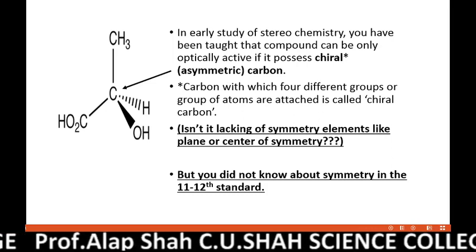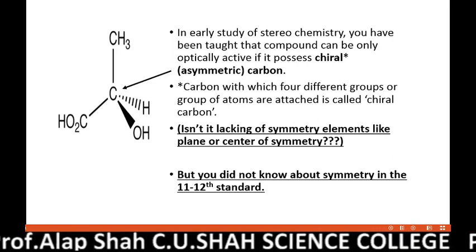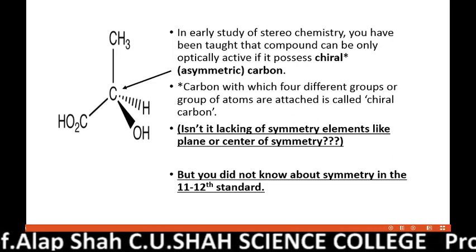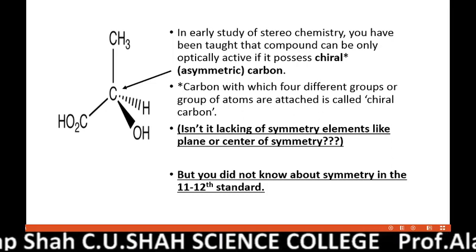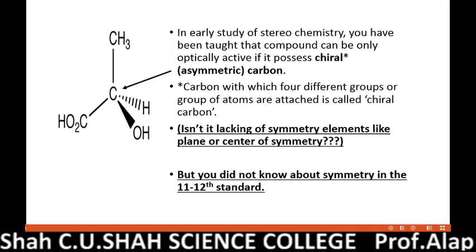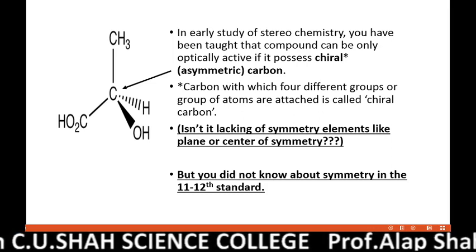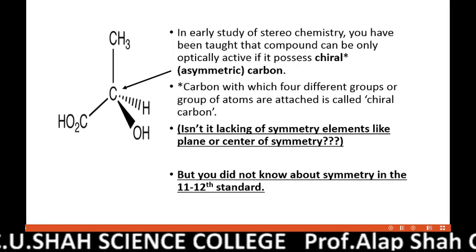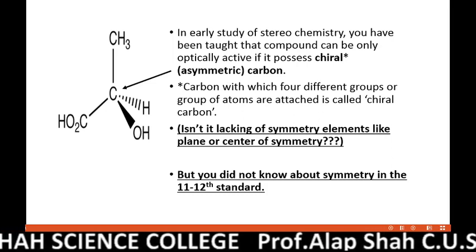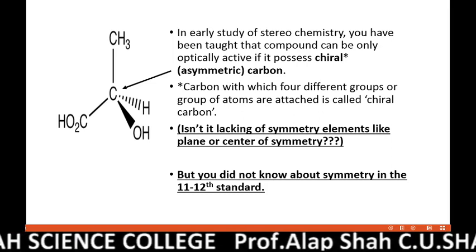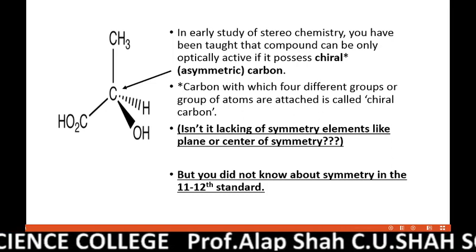I want to ask you a question. Four different groups are attached with chiral carbon. Doesn't it mean that it is actually lacking symmetry elements like a plane of symmetry or a center of symmetry? But at that time, in your high school years, you didn't know about the symmetry subject. Now in semester 5 level, you all know about symmetry.